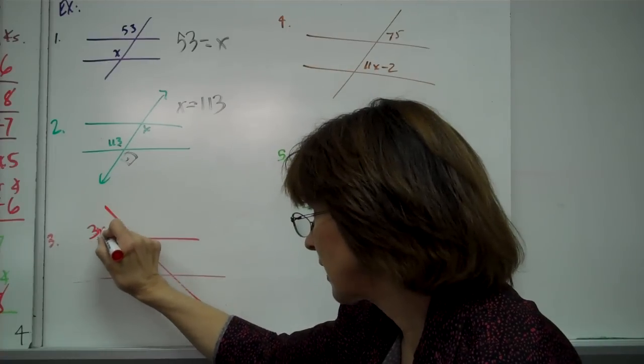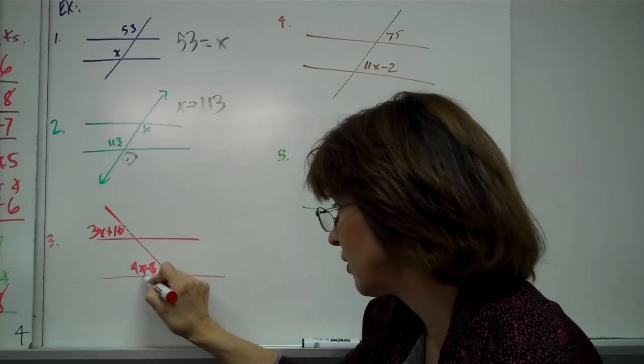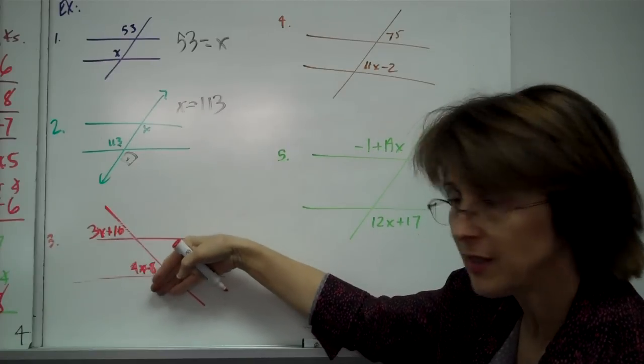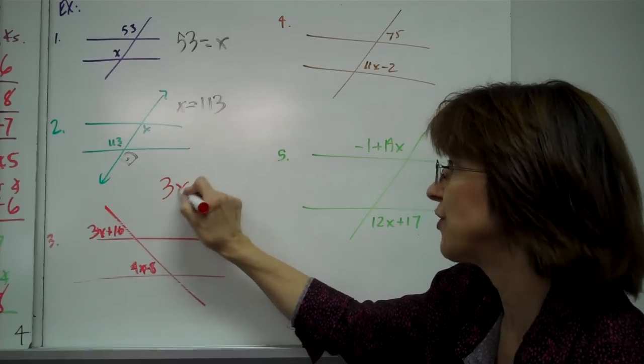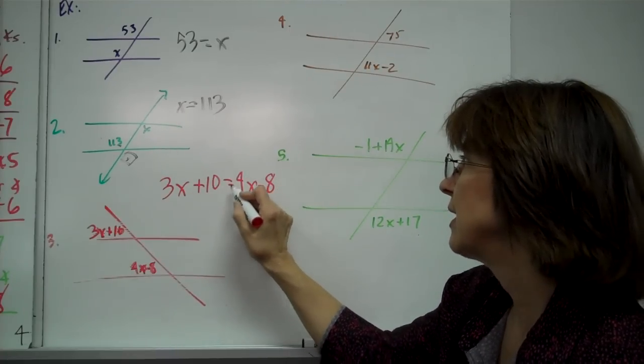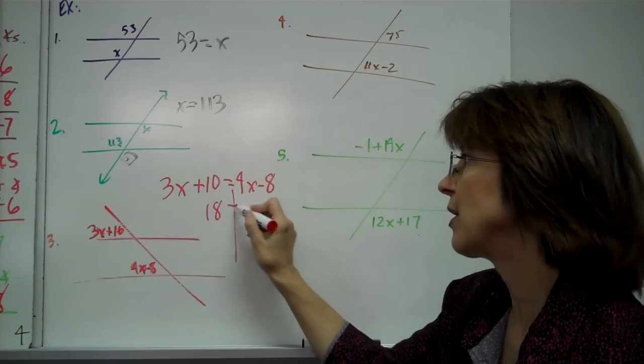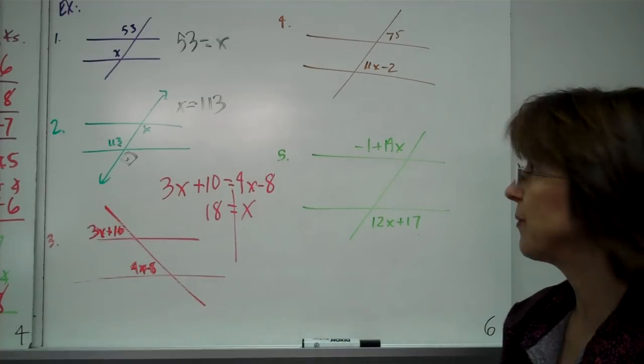Okay, this got scratched away, but I think I can see what it is. This looks like it's 3x plus 10, and this is 4x minus 8. And this is what kind of angles? They're corresponding, so they're going to be equal to each other. So this you have to work a little bit for. 3x plus 10 has to equal 4x minus 8. You can draw your line. I'm going to add the 8 here, 18. At the same time, I'm going to subtract the 3. 18 equals x. There you go.